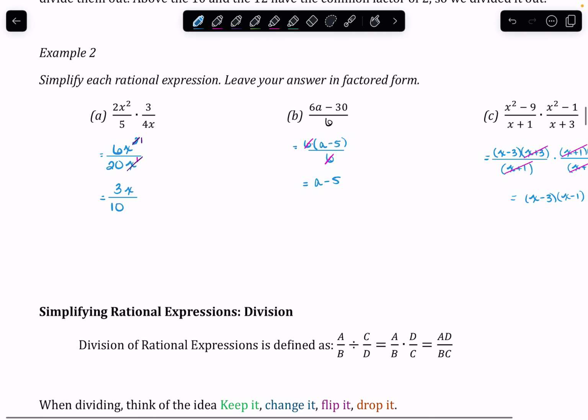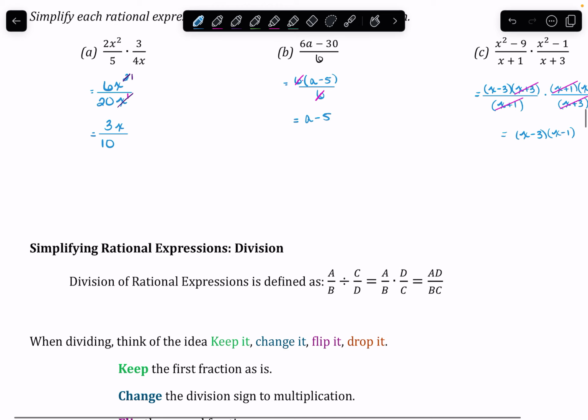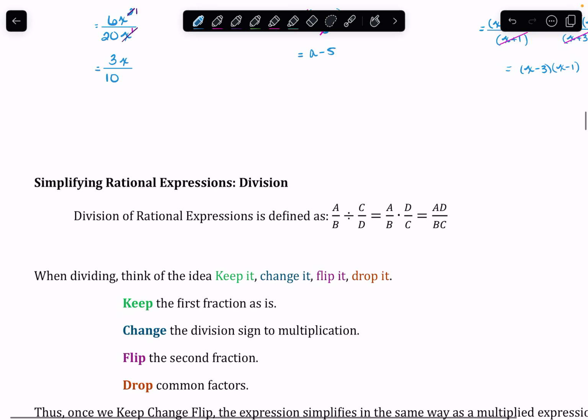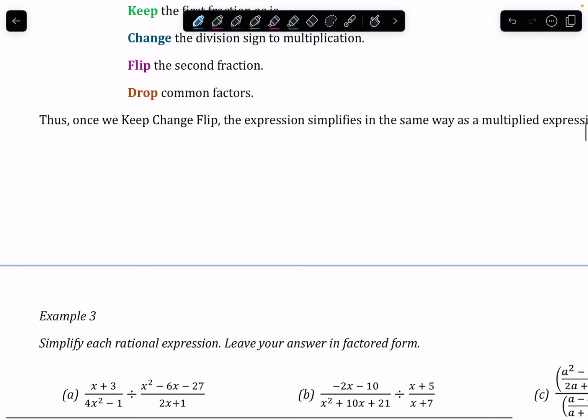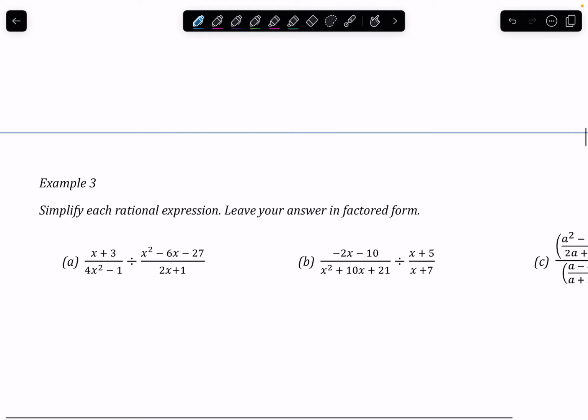Going into division. So for division, very, very similar to multiplication with one extra step. I call it the keep, change, flip. Division by a fraction is the same as multiplication by the reciprocal. All right, simplify each expression.